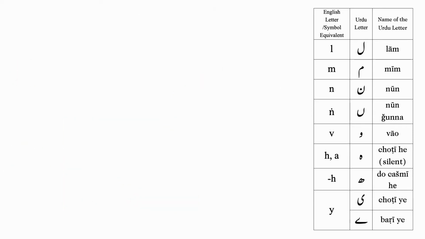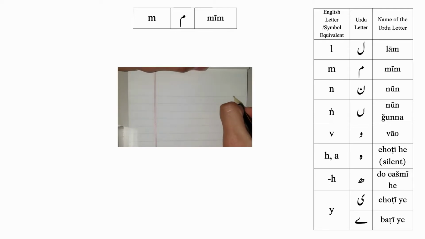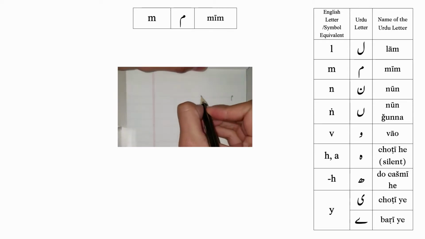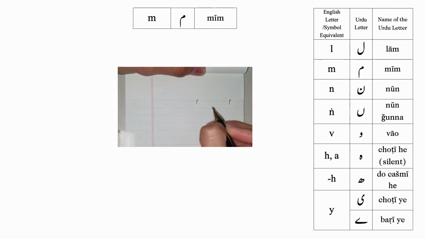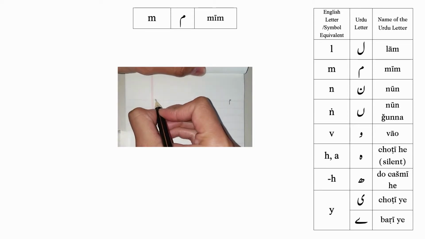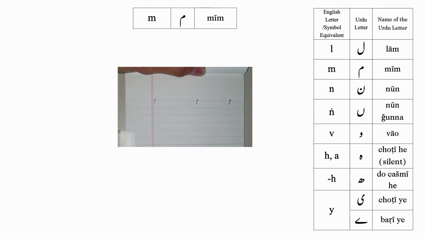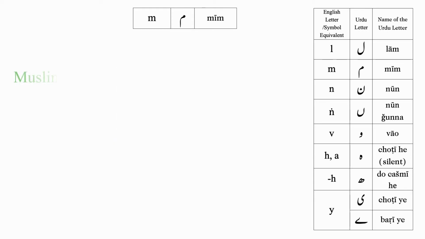Next, we have the only letter that makes the M sound, and it's called meem. Our first word starting with meem is Muslim. Muslim, which is what the people who follow Islam are called. They're called Muslims.